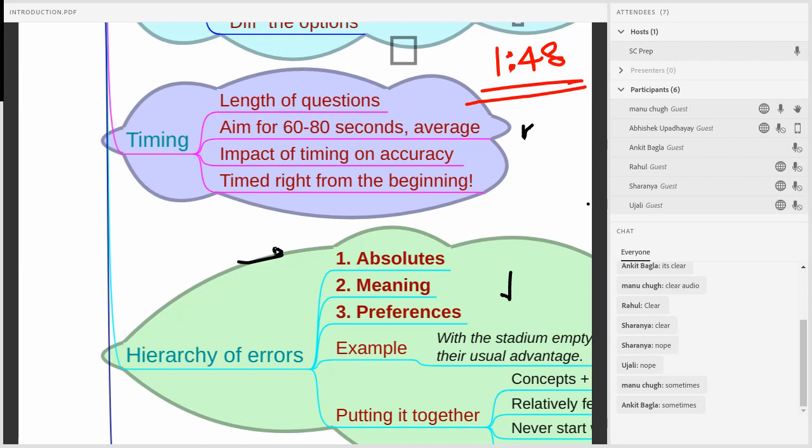Right. So I fully agree with both of you. In certain questions, 60 to 80 seconds is just asking for trouble, right? There's no other way to put it.